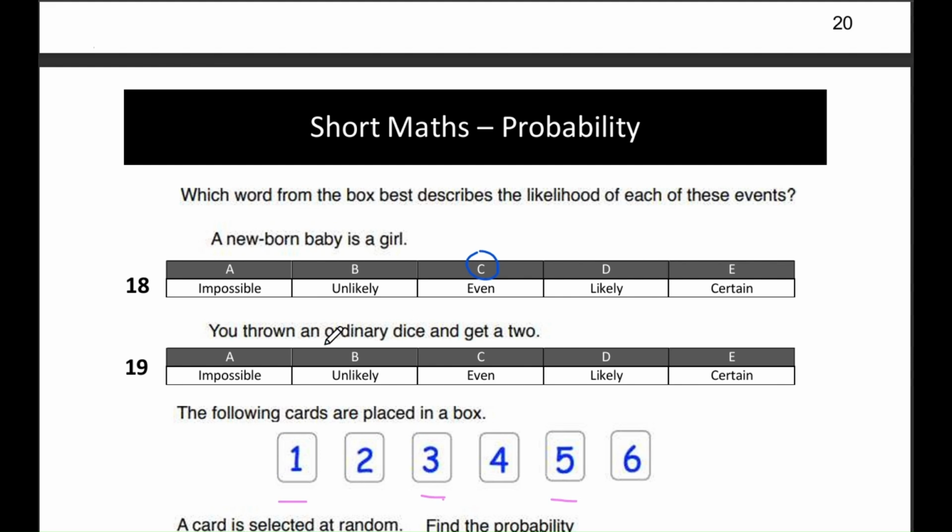Question number 19. You throw an ordinary die and get a 2. Which word from the box best describes the likelihood of this event? Our options are A, impossible, B, unlikely, C, even, D, likely, and E, certain. The answer is option B, unlikely. Getting a specific number on a normal 6-sided die has a 1 in 6 chance, which is considered unlikely.